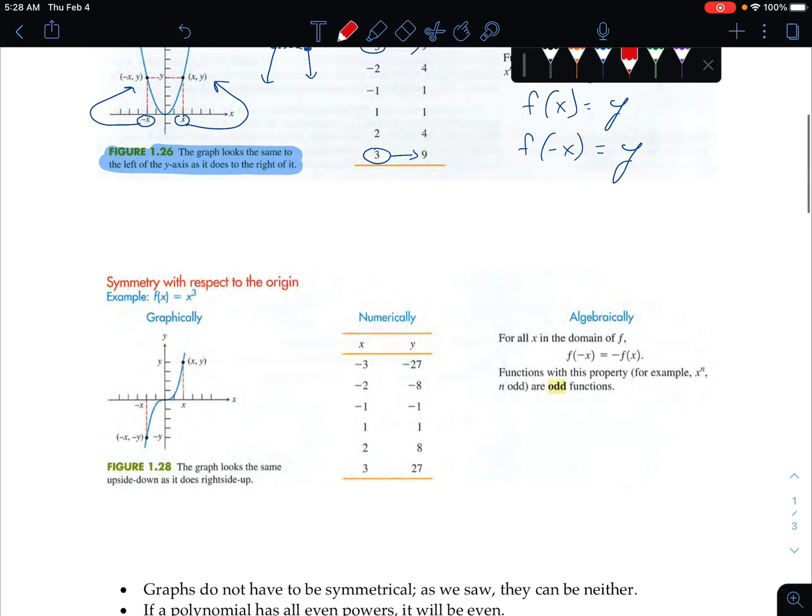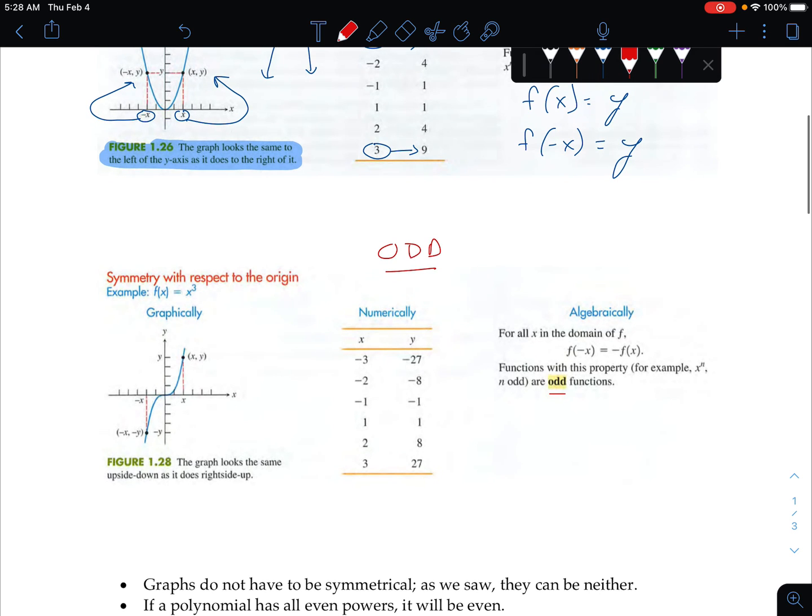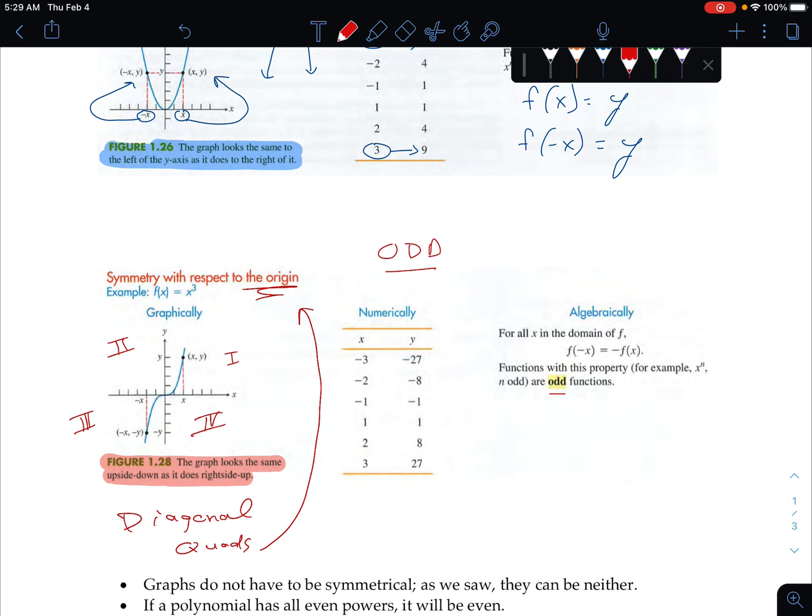Okay, these down here were odd functions. We see that right there, odd. And we see here, this graph looks the same upside down as it does right side up. So what we say is symmetrical through the origin, as we see that right here. Okay, and it shows you x to the third, this is in quadrant 1 and in quadrant 3, or it could be in 2 and 4, either one, but it's going to be kind of in that diagonal. I say it's in the diagonal quadrants. That's kind of how I say it's symmetrical through the origin.